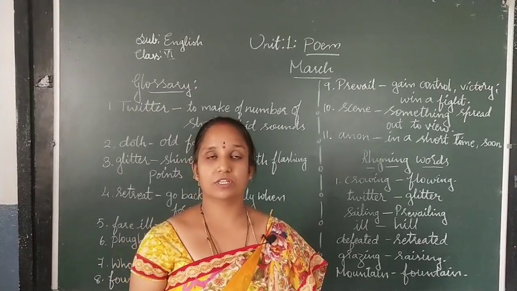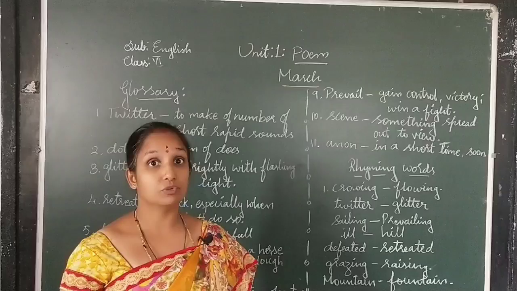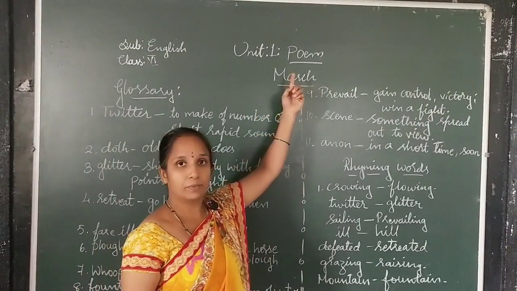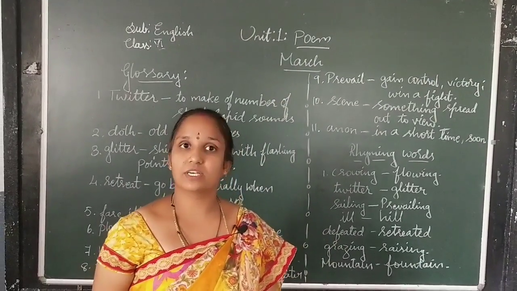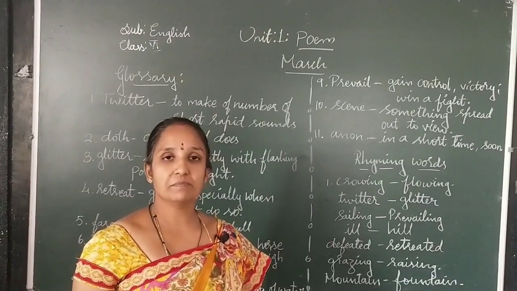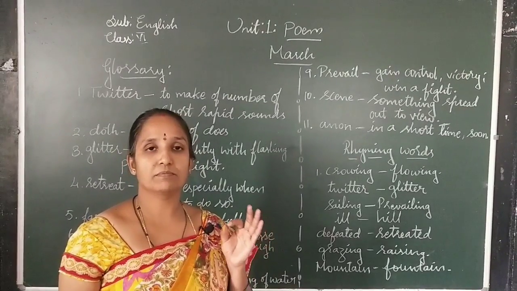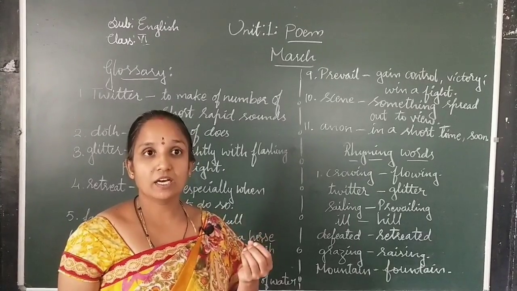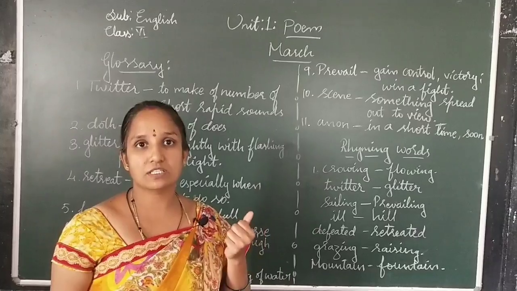Today I am going to teach unit 1. In the previous class I taught unit 1 as prose, and now I am going to teach a poem, that is March. This March poem is written by William Wordsworth. William Wordsworth describes nature, and this poem is a nature-centric poem. Here he describes the beauty of the changing seasons.